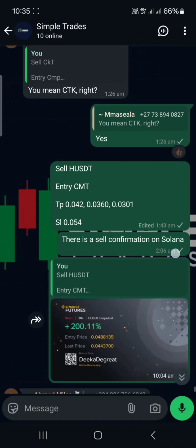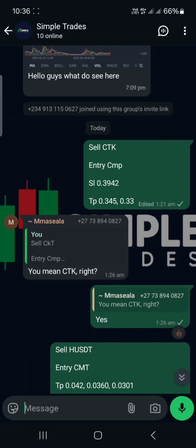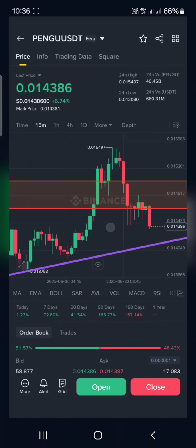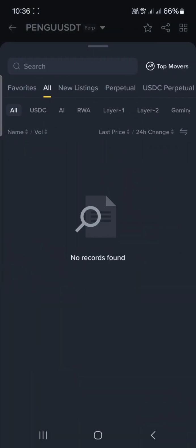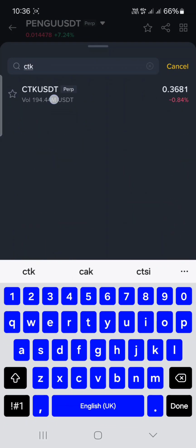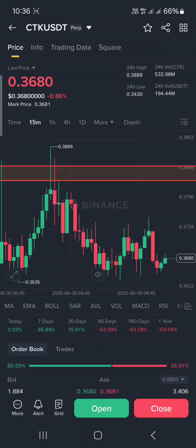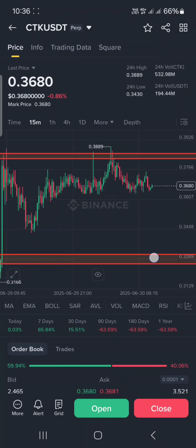The first trade we dropped yesterday was CTK USDT. So let's go and look at CTK and why we dropped this trade. We dropped this trade around 1:21 a.m. Let's go to our chart now and check CTK.